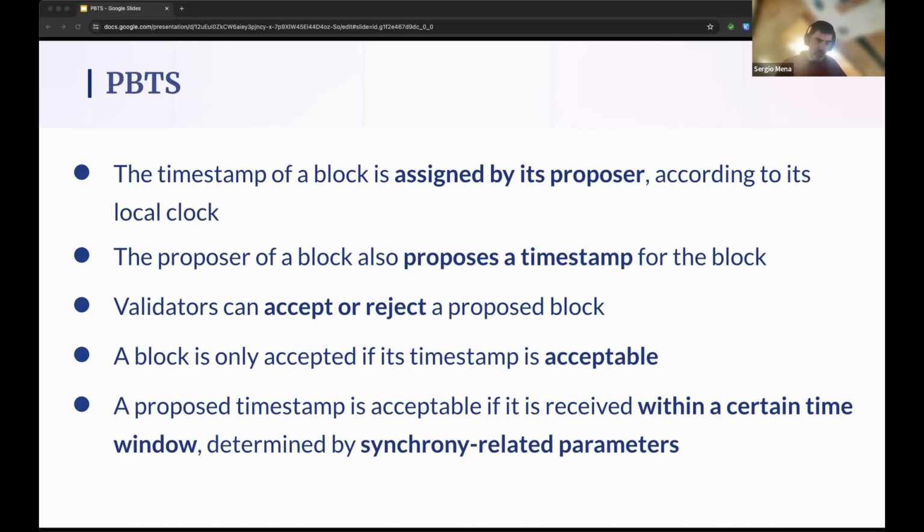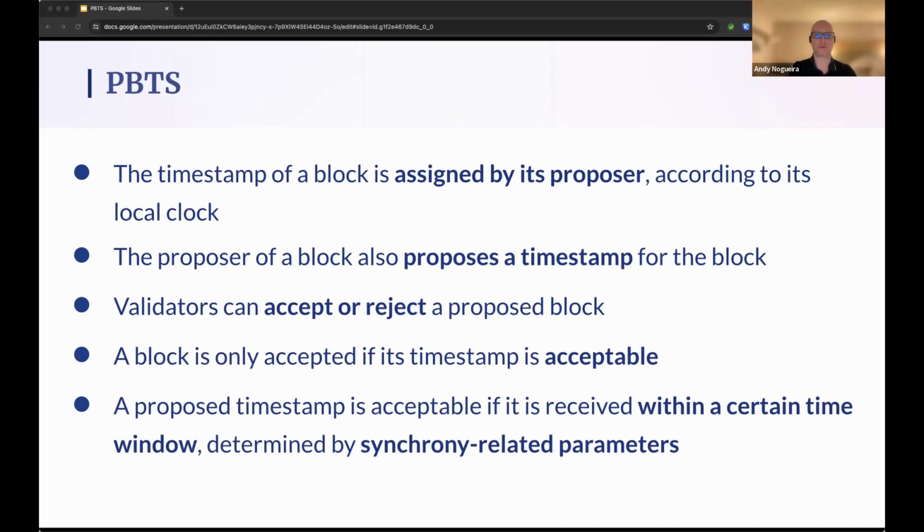So PBTS is going to be out. You guys can benefit from it, but the vote timestamps are still going to be there. Yeah, that's right. It's just kind of an enabler. It opens up the doors, but it's not breaking.